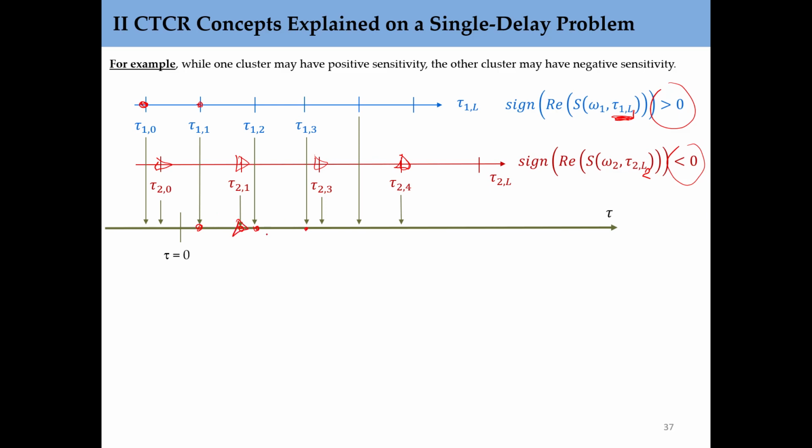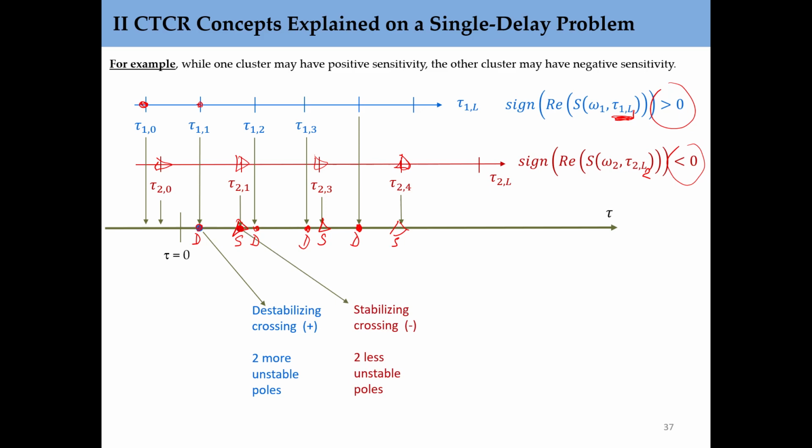Maybe I should use triangles again for the red set and dots for the blue set, and we have this. Now remember, this is a destabilizing crossing, this is a stabilizing crossing, this is destabilizing, destabilizing, stabilizing, destabilizing, stabilizing. Those attributes come along with the delay values. And this is a destabilizing crossing, and that's a stabilizing crossing, and you have many of these.